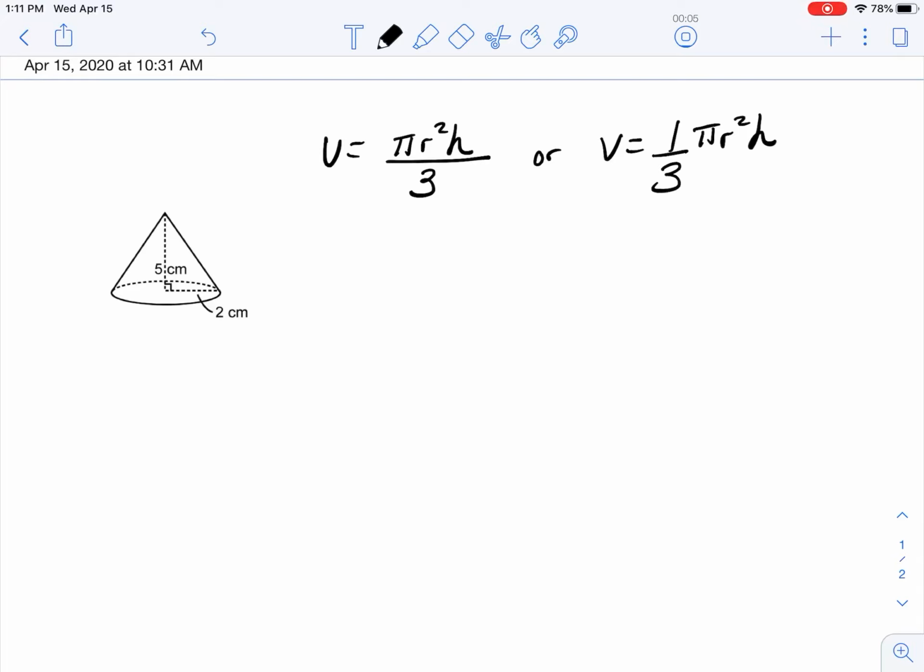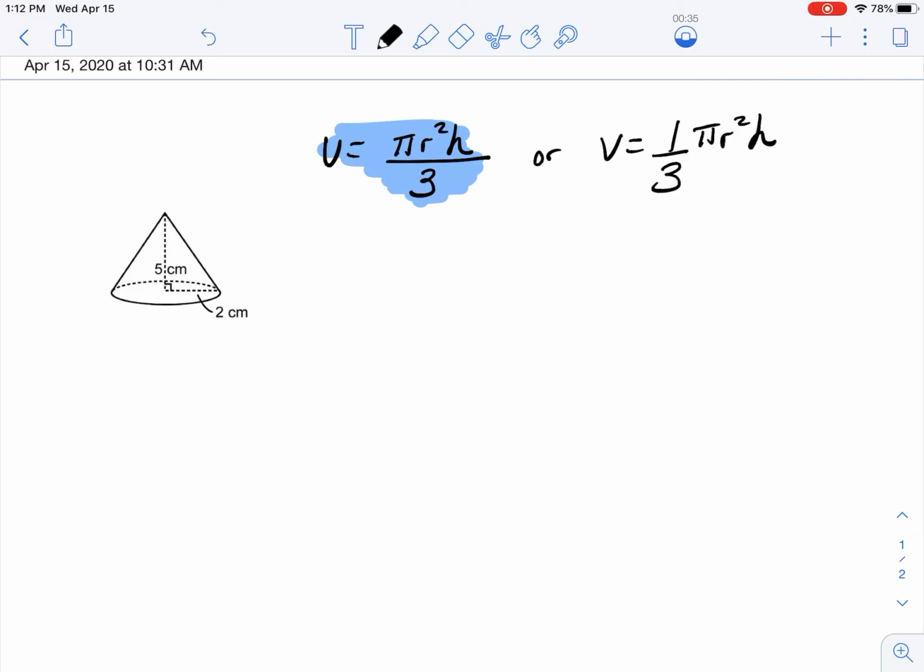Okay, in this video we're going to look at how to calculate the volume of a cone. We're going to use this formula here, and I've got two versions of it, and they're both exactly the same. V for volume equals pi r squared h divided by 3, or V for volume equals 1/3 times pi r squared h. Both exactly the same. The only difference is that in one you're factoring out the 1/3. I personally like to use this one, but you most certainly could use the other version also.